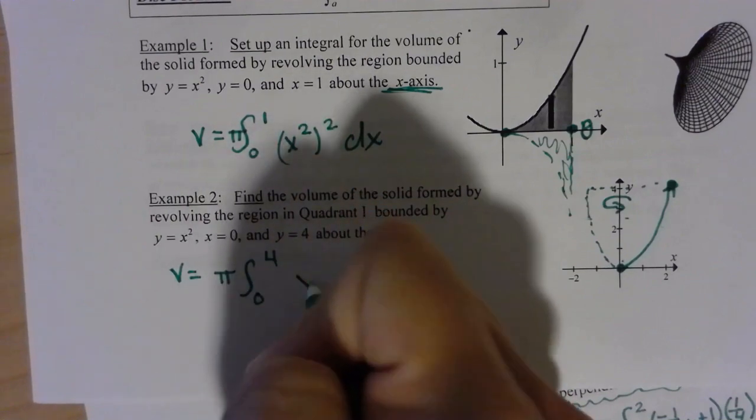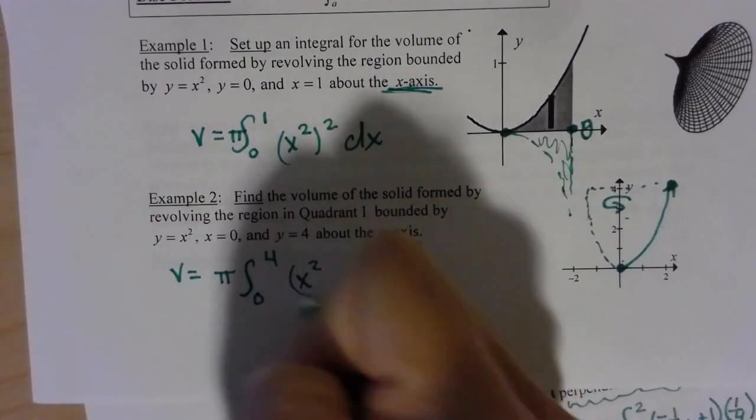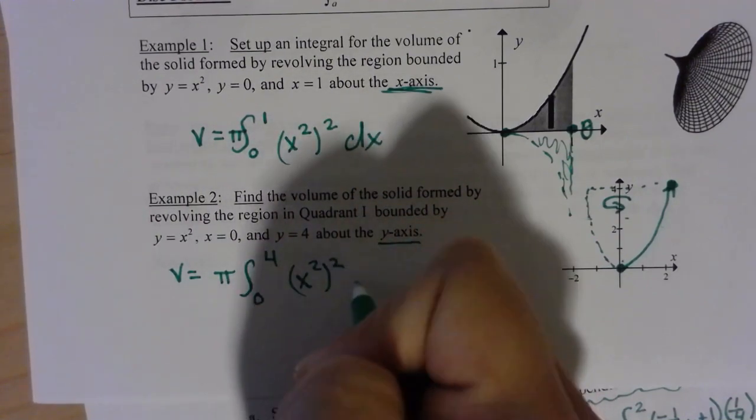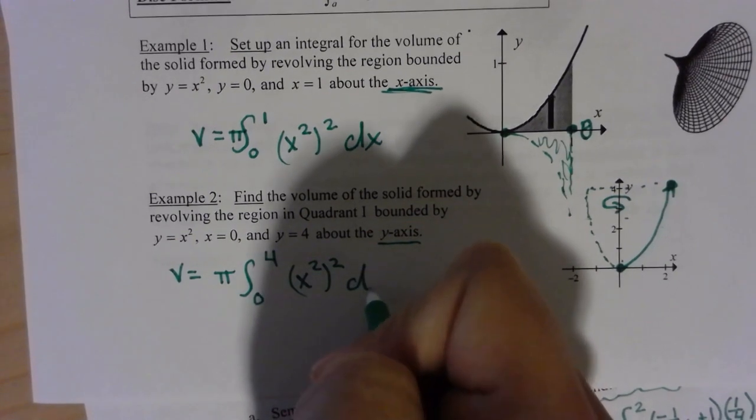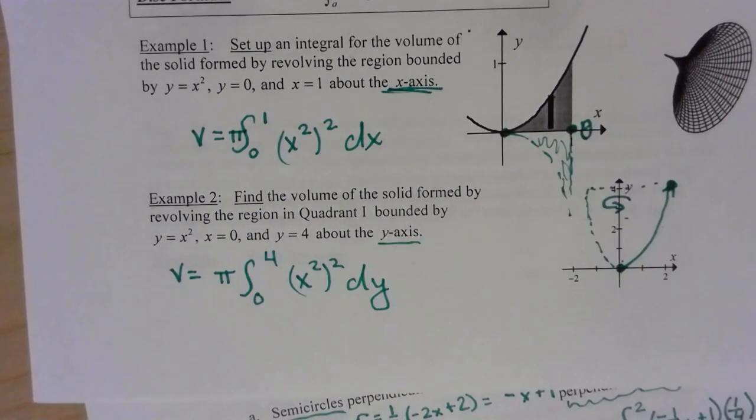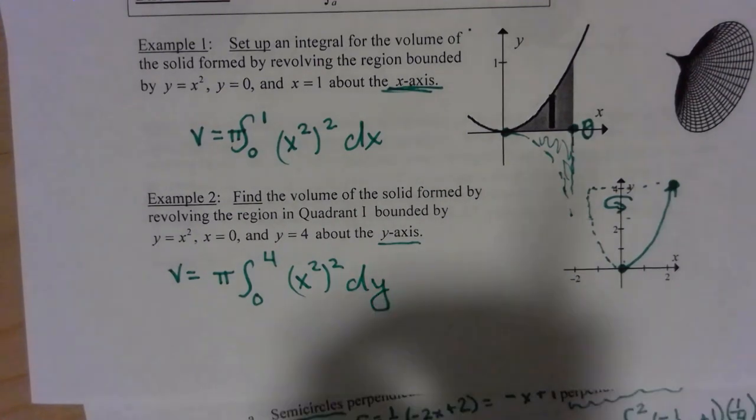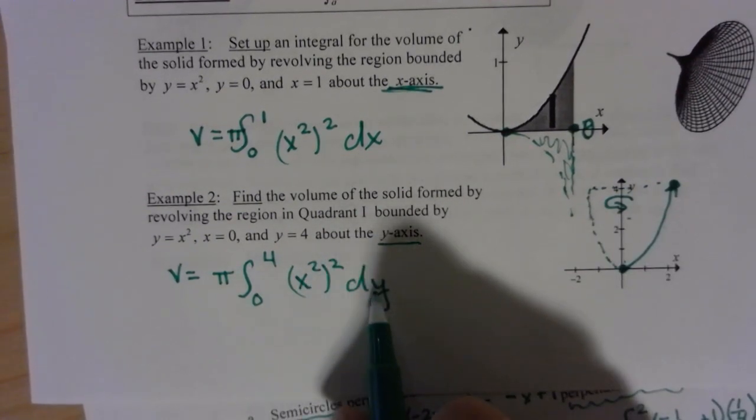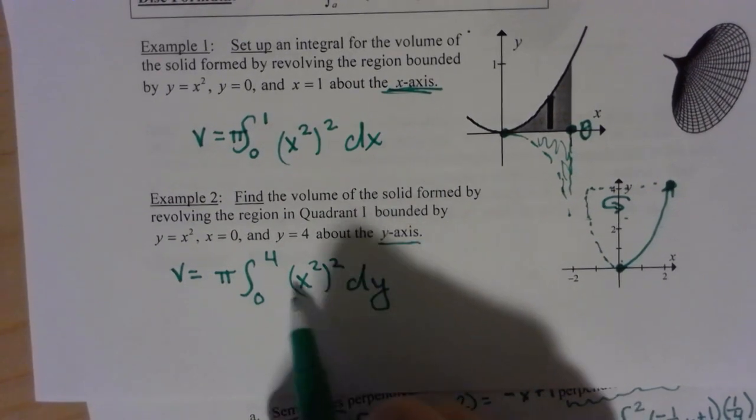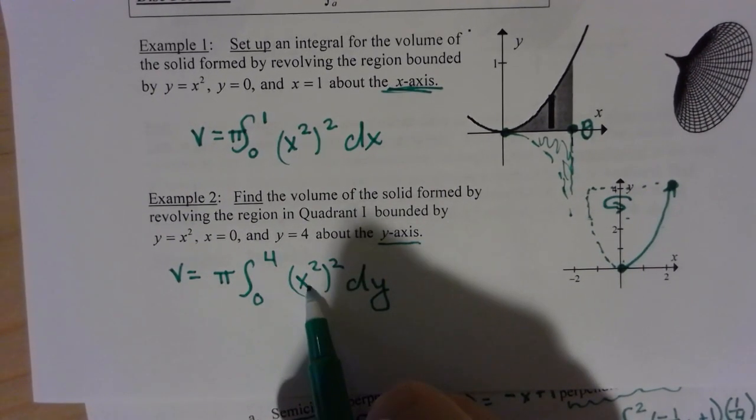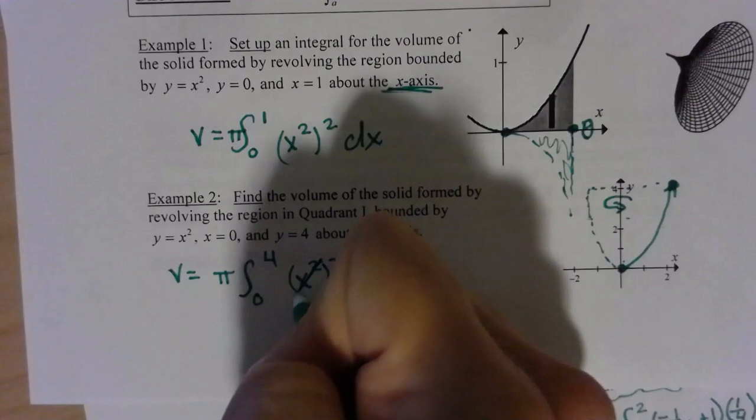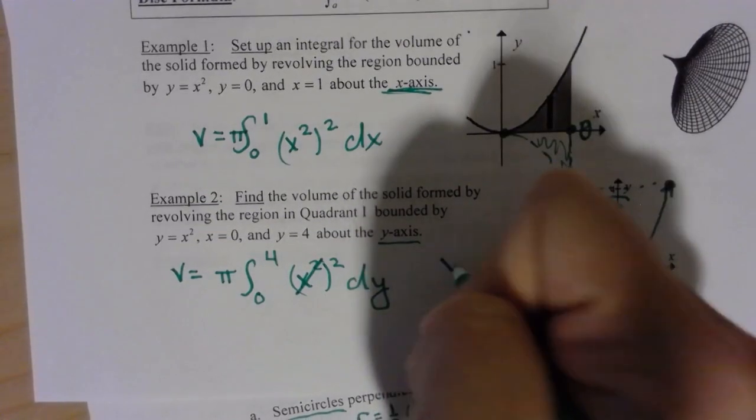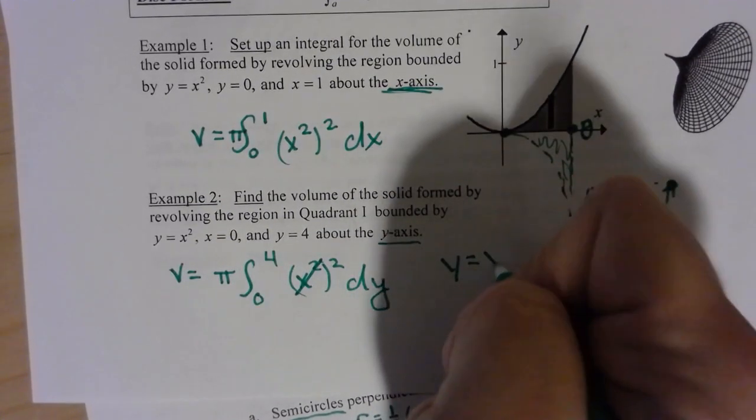The radius is x squared dy. I made a mistake, and this is very common. What is my issue right here? Oh, wait, I want to be in dy's, but what do we have? We have x's. So what do I have to do? I actually have to solve for y.